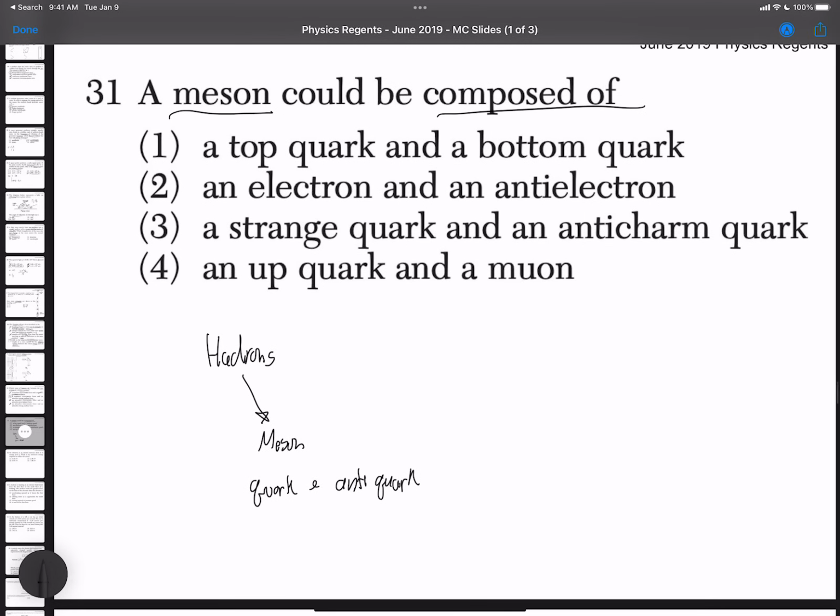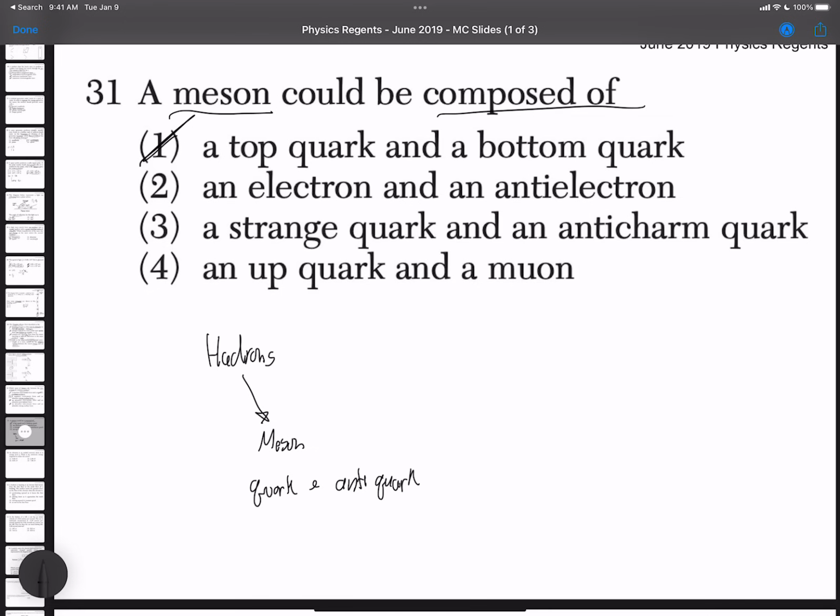So first, answer choice 1, a top quark and a bottom quark. Well, those are both quarks, but a meson could not be made of them. Remember, the reason for that is if you added up the charge of a top quark and a bottom quark, in this specific example, you are going to get a charge of a third, and the charge cannot be a third for a particle.